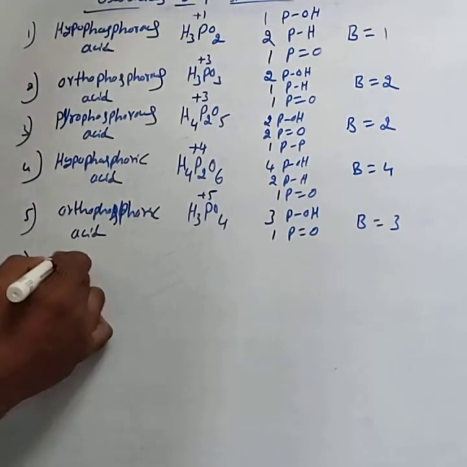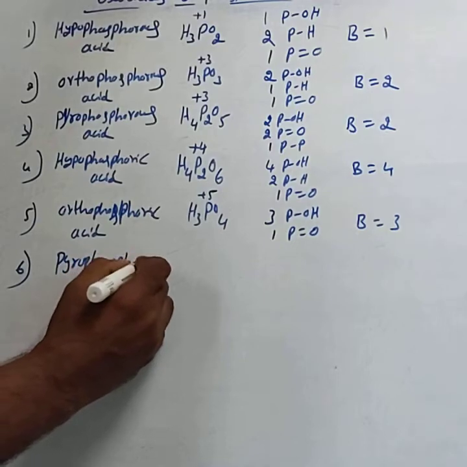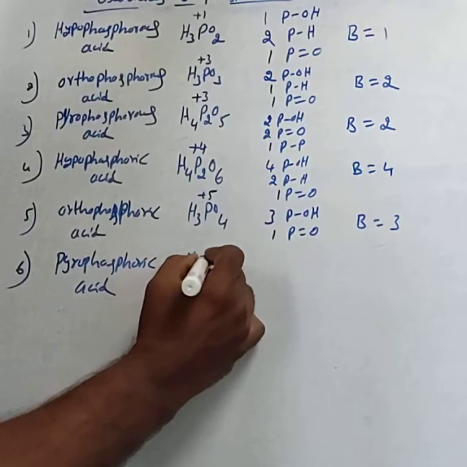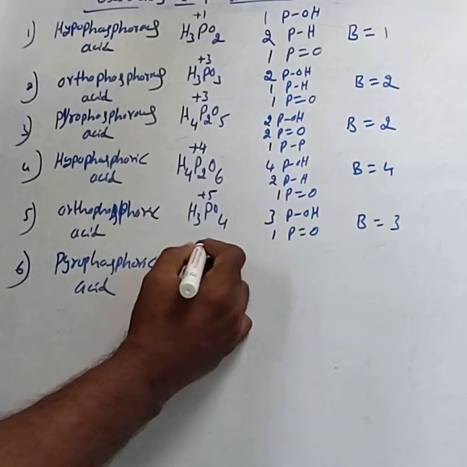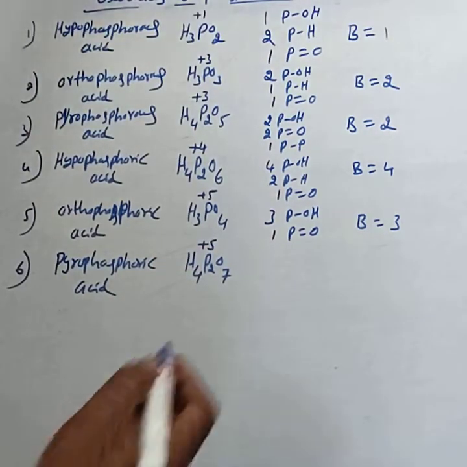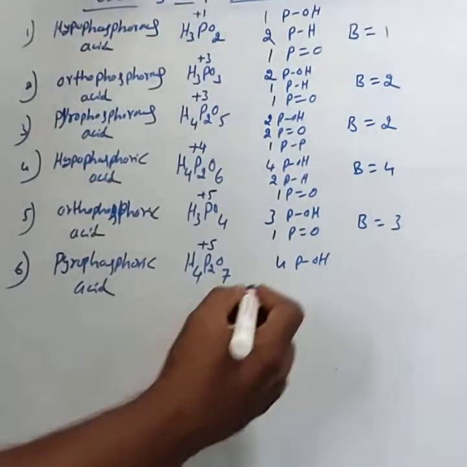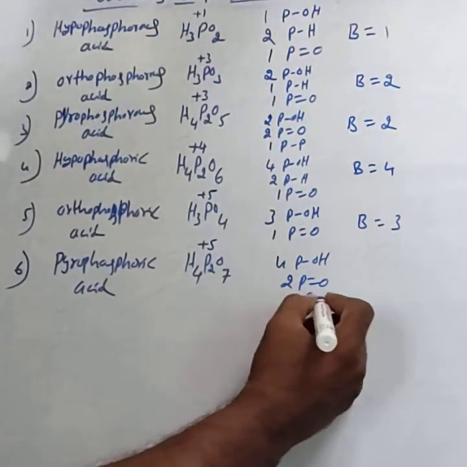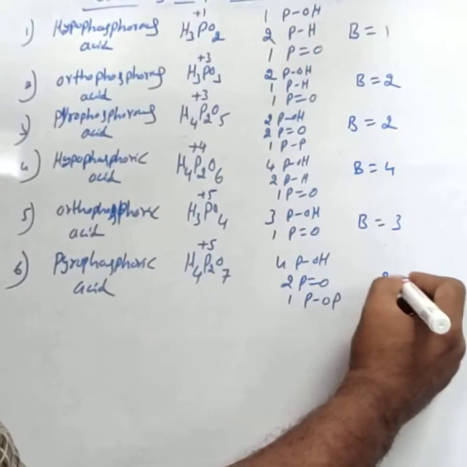Then pyrophosphoric acid, H4P2O7. Oxidation state is +5, with 4 P-OH bonds, 2 P=O bonds and 1 P-O-P bond. Then the basicity value is 4.